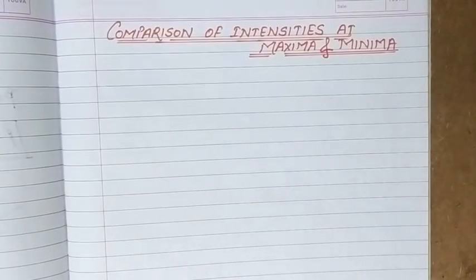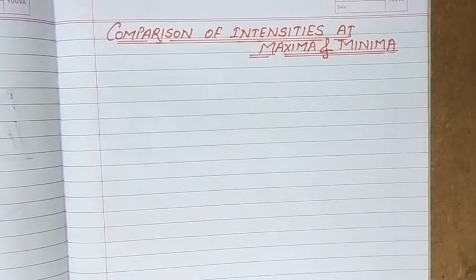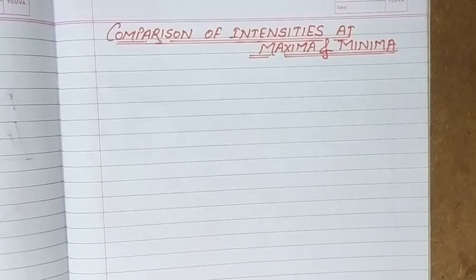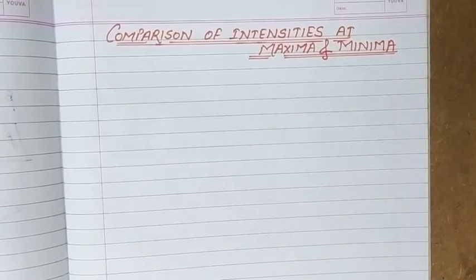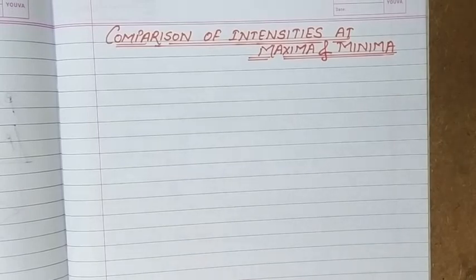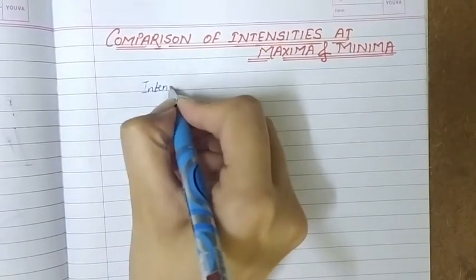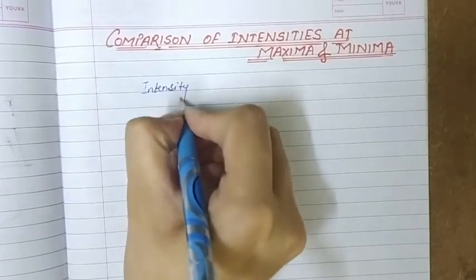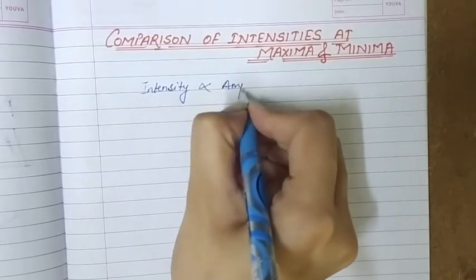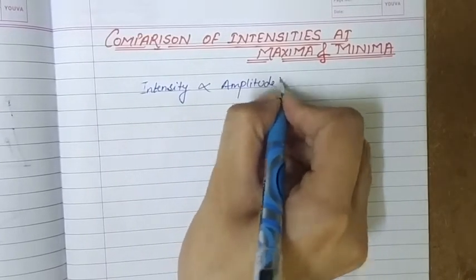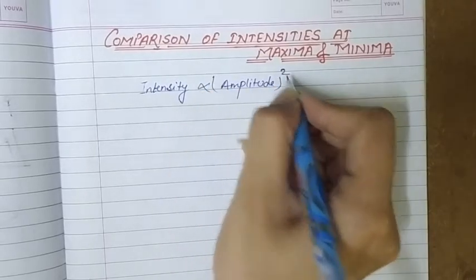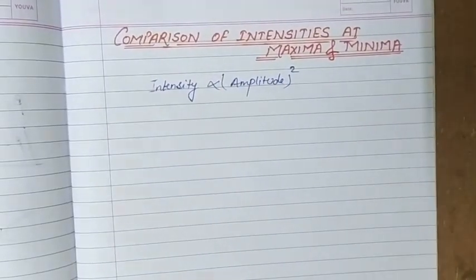So this is the third part of the video on topic interference, and in this part we are going to compare intensities that we are getting at maxima and minima, or the intensities of bright as well as dark fringes. Since we know that intensity is directly proportional to the square of the amplitude, the waves that we have taken had intensities I1 and I2.